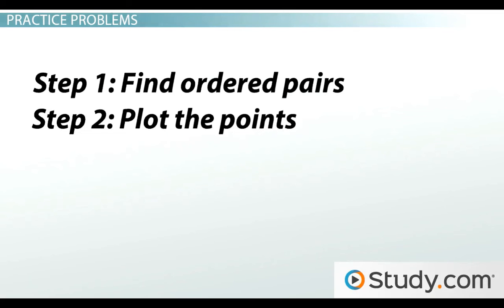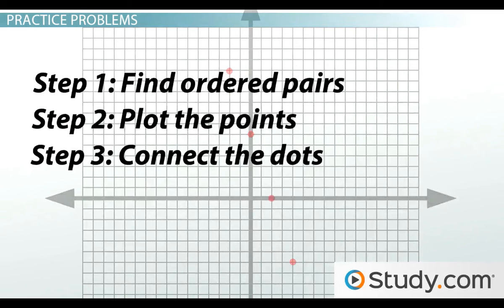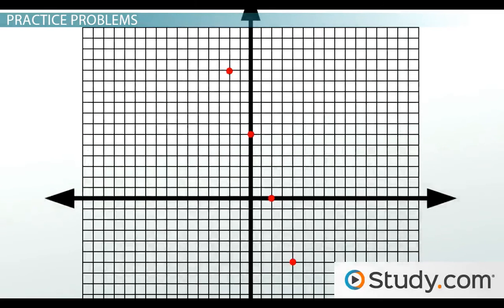Okay, step 2, plot the points. Here's negative 2, 12. Here's 0, 6. Here's 2, 0. And here's 4, negative 6. Finally, step 3, connect the dots. This one is definitely a straight line. And here it is. This is the graph of f of x equals negative 3x plus 6.